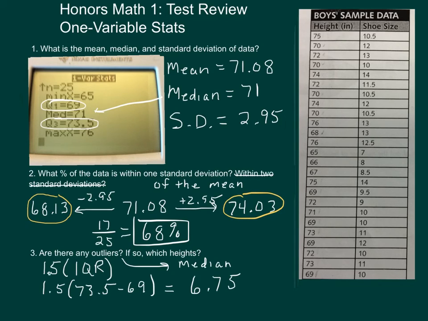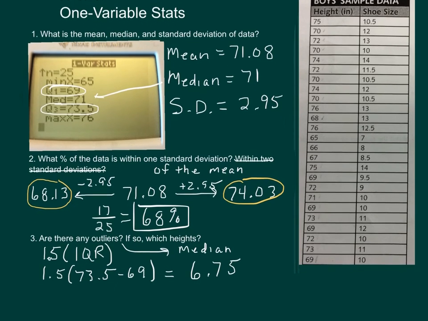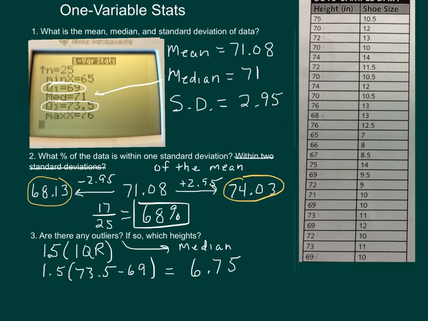Now my outlier is based on my median. Okay? So what we do here is I'm going to take from my median, which is 71, I'm going to add 6.75 to get my range for my outliers of 77.75. So if there are any heights that are bigger than 77.75, that would be an outlier. And there aren't. So there are no outliers on the top side.